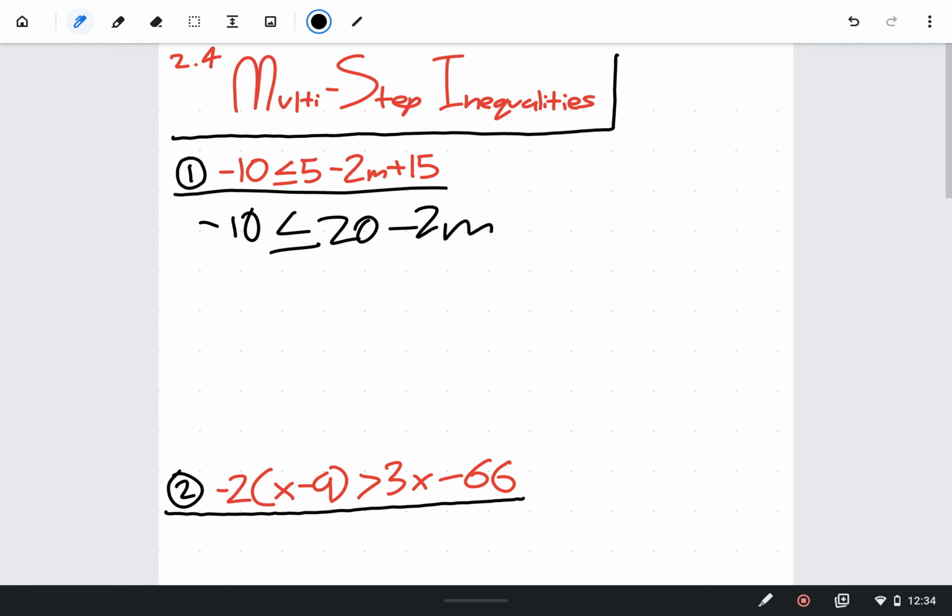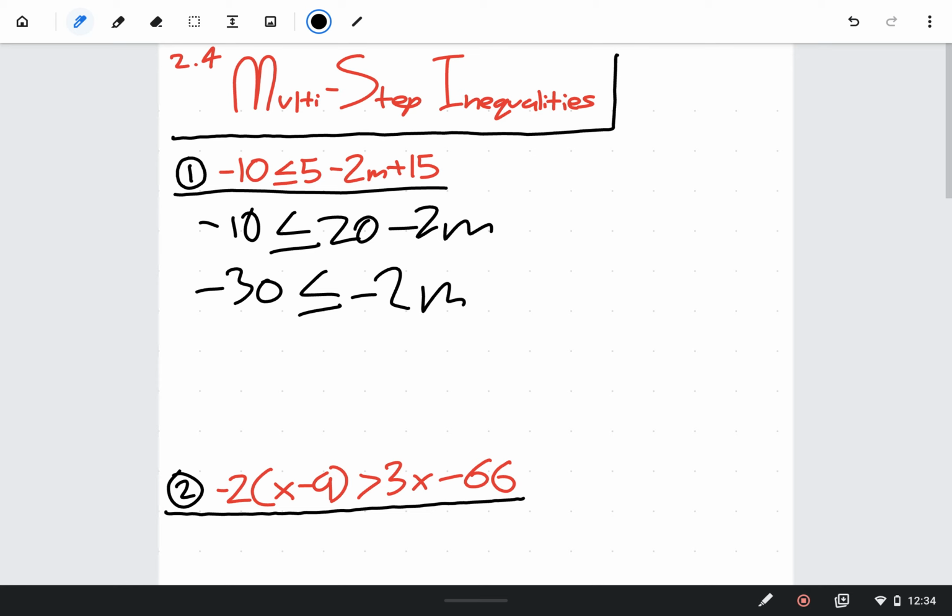Now that all like terms have been combined, we can proceed to the final step of performing inverse operations. When we solve inequalities, we are trying to isolate the variable. Getting rid of any addition or subtraction makes this process much easier. So we can get rid of the 20 by subtracting it from both sides. So that'll give us negative 30 is less than or equal to negative 2m.